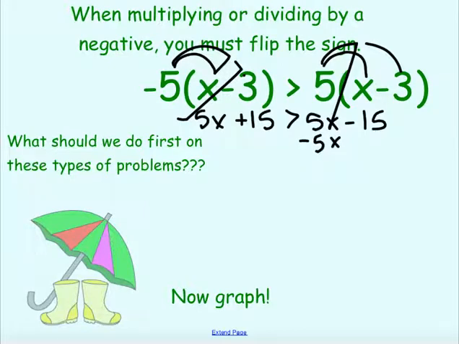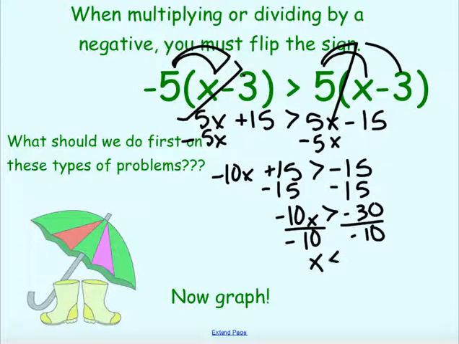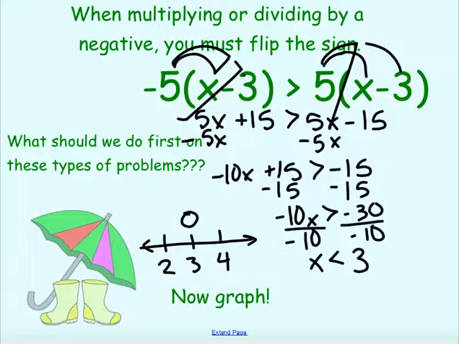So I'm going to subtract 5x from each side and get a negative 10x plus 15 is greater than negative 15. I'm going to subtract 15 from each side and get negative 10x is greater than negative 30. And I'm going to divide by negative 10. So x is less than, remember, flip the sign, 3. Okay, now graph, when you do this, we're going to have it on our number line. Remember, show me a few of your numbers. Open dot going to the left, going less than.